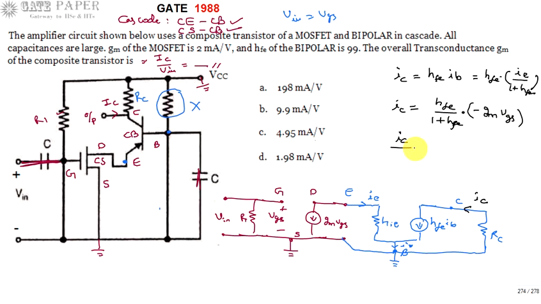So I can write IC divided by V input as HFE, which is given as 99, divided by 1 plus HFE, which is 100, into GM, which is 2 milliampere per volt, and we are going with magnitude. Transconductance is always positive. So 99 into 2 is 198, divided by 100 is 1.98 milliampere per volt. So the overall transconductance is IC divided by V input, that is 1.98 milliampere per volt. So the right answer is D. Thank you.